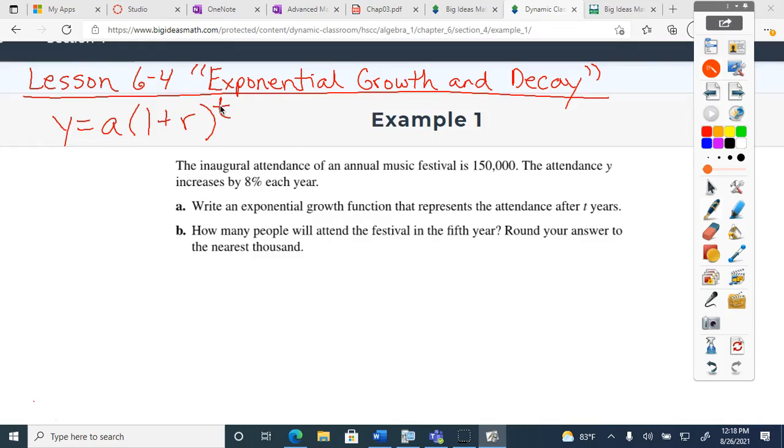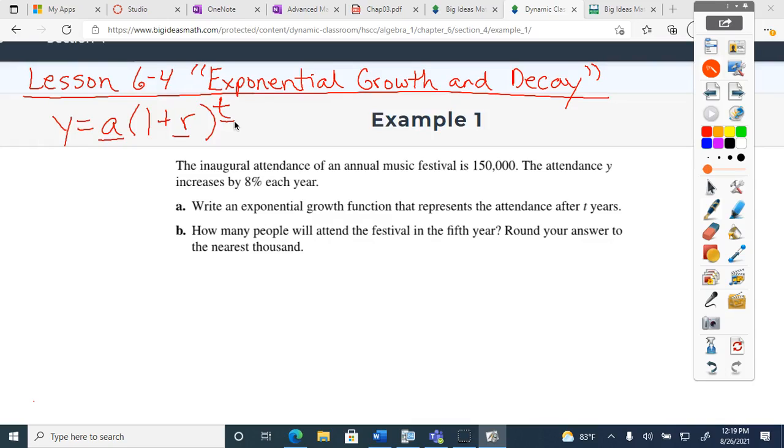Okay? So this A right here is how much you have to begin with of whatever you're talking about. R stands for your rate. And what do you think T stands for? What does T usually stand for? Time. Okay? T is time. This is exponential growth and exponential decay.